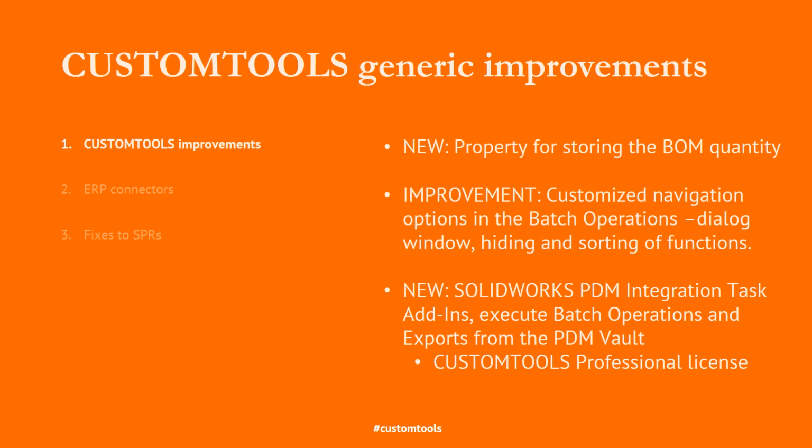The second improvement we did is a rather minor one, but it can be a big help in, let's say, optimizing the usability of Custom Tools and optimizing your workflows, which can save you a lot of time. So in the batch operations dialog, we actually have a function now that lets you customize the menu options, so you can hide, for example, the printing options, or you can sort the menu items in that way that you have the most used option in the beginning.